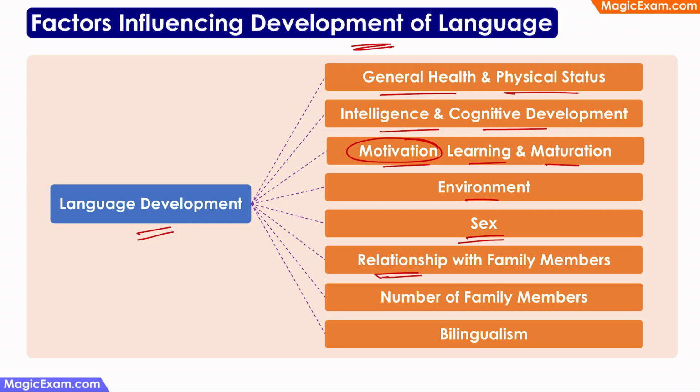And relationship with family members is also very important, because one of the first sources where children learn language is through their interaction with the family members. So the relationship with the immediate family members matters a lot. Then number of family members, because the more number of people children are interacting with, the better their language development. And bilingualism, because some research says that if children are exposed to multiple languages at home or outside when they are very young, then they tend to pick up languages very fast. So bilingualism is also a key factor in influencing the development of languages.